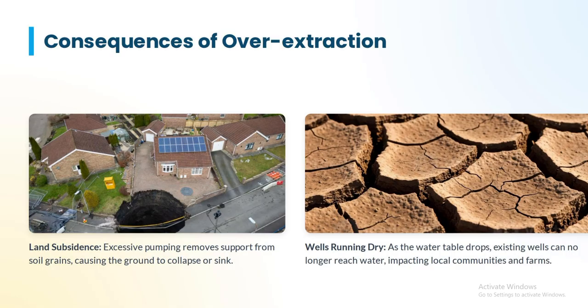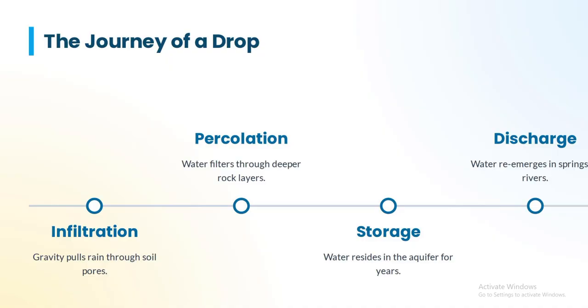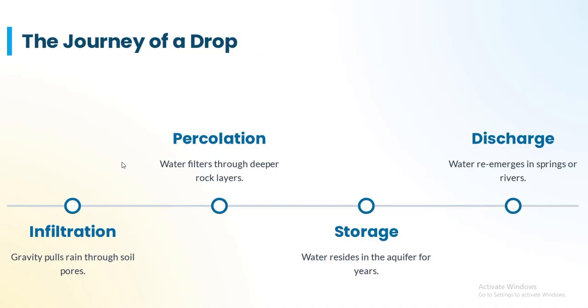So now we're gonna talk about the life cycle of a water droplet. Let's say you're a freshly born water droplet, and then you infiltrate the ground where gravity pulls you through the soil pores. Then you got percolation, where the water filters through deep rock layers. Aren't you having fun right now? You're just moving through rocks.